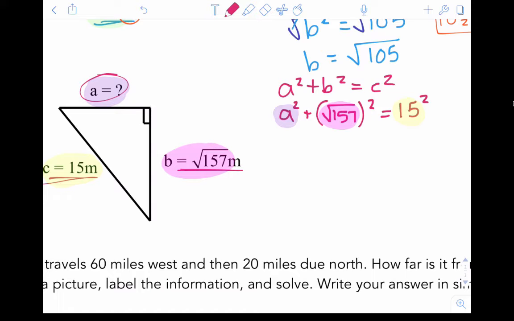Now I'm going to go through and I'm going to solve this. I have a squared staying as a squared. Square root of 157 squared. Well, I know that square roots and squares cancel out, and so that just leaves me with 157. And then on the right side, I have 15 squared. And so I know 15 times 15 is 225.